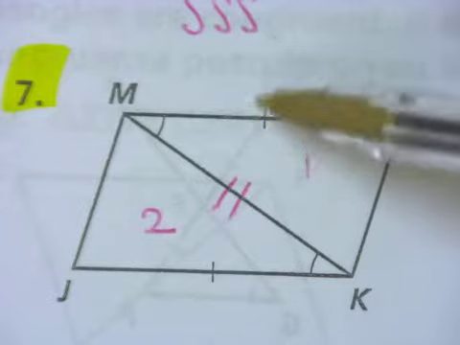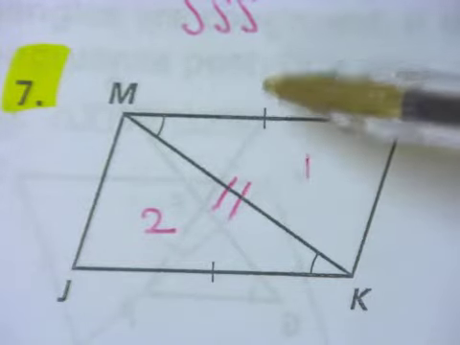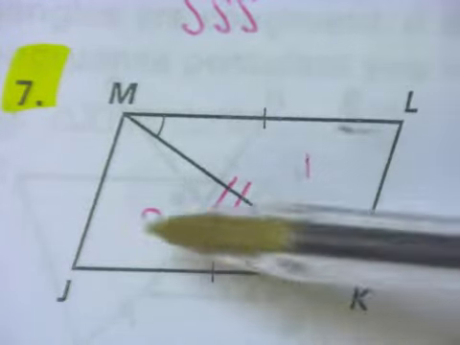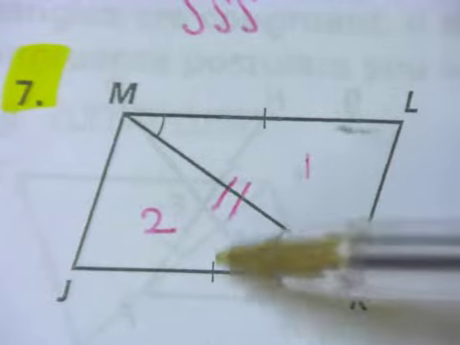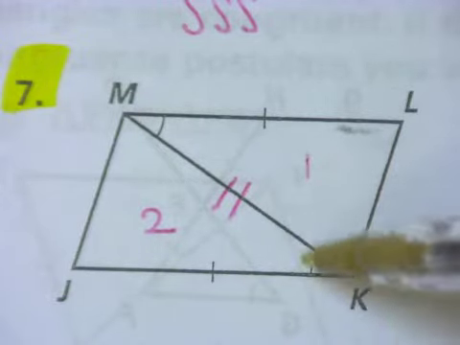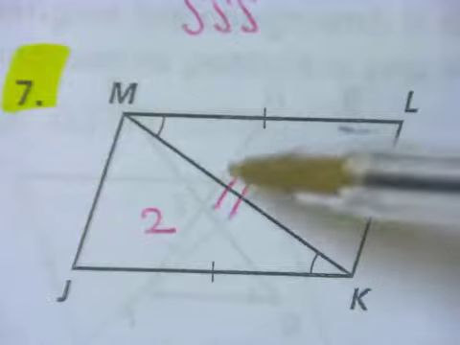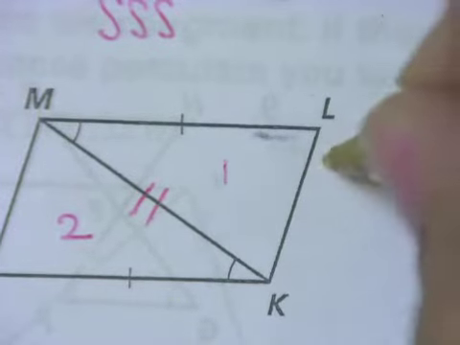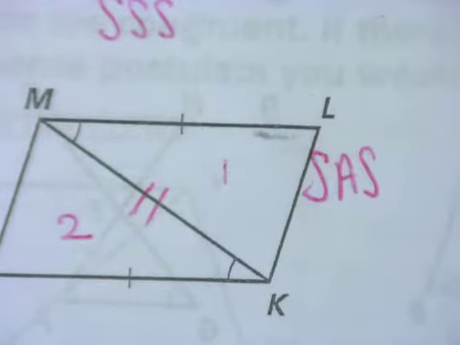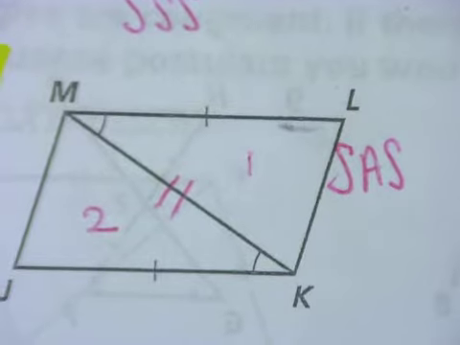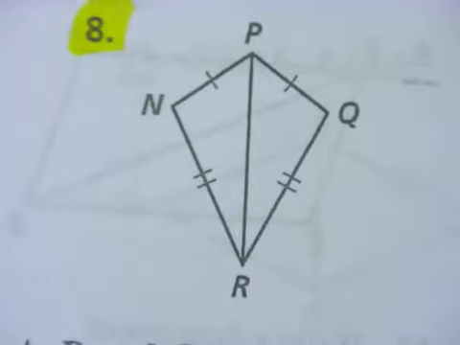And let's label this triangle 1, let's label this triangle 2. If you look at triangle 1, I have side angle side. And if I look at triangle 2, I have the same side angle side. So I can say that these two triangles are congruent using the side angle side rule.